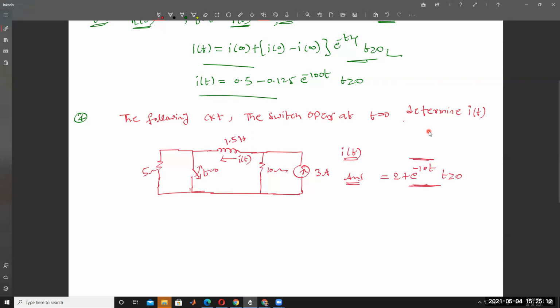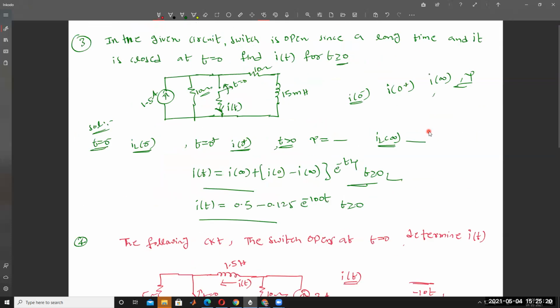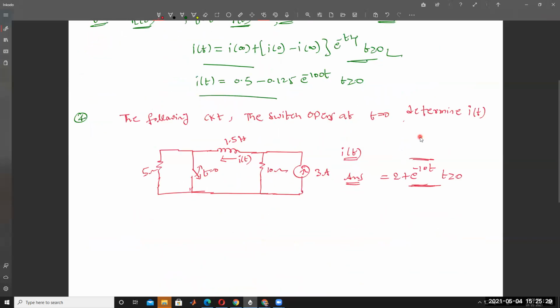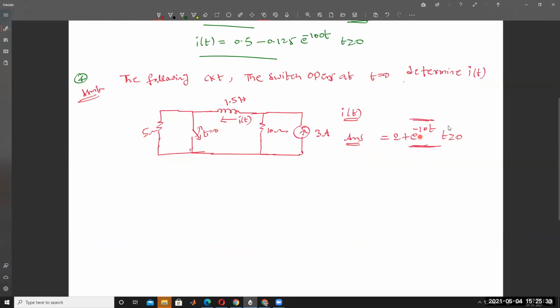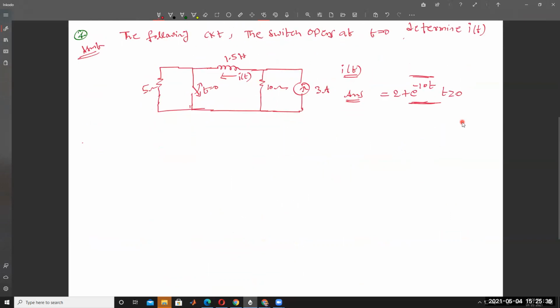Is it clear? This is the problem, assignment. So 2 problems are under assignment. This is also an assignment. And the fifth problem.